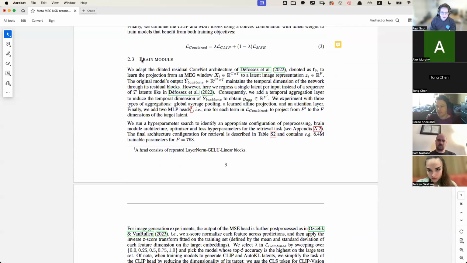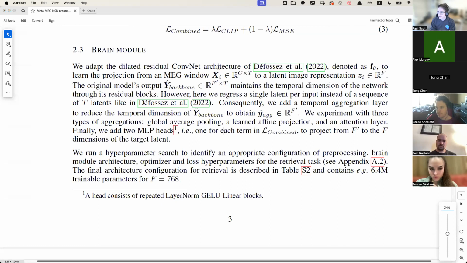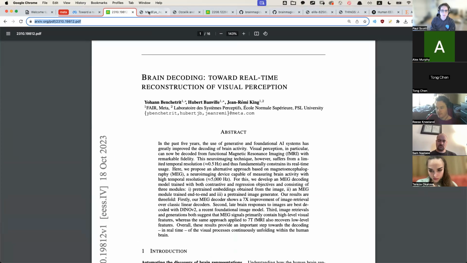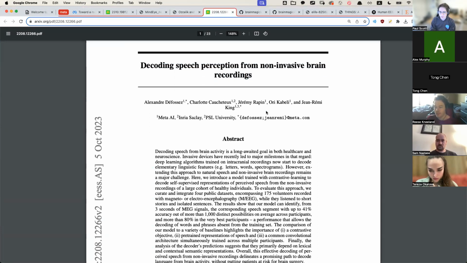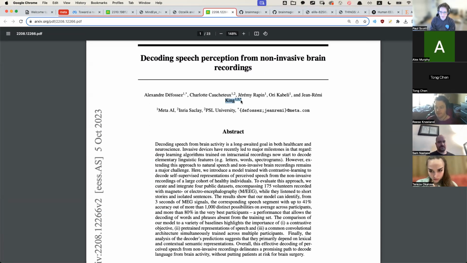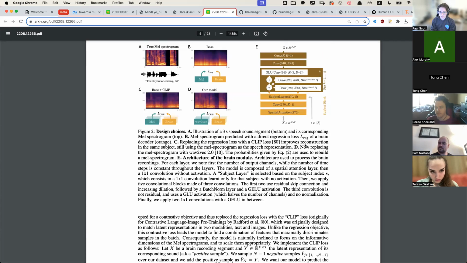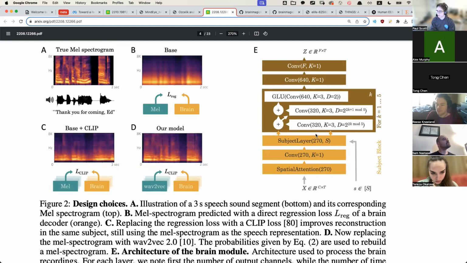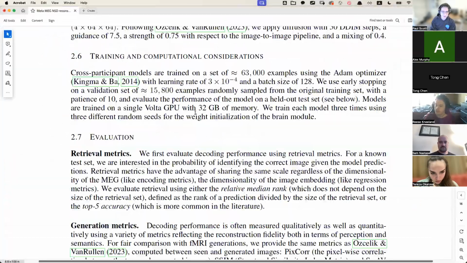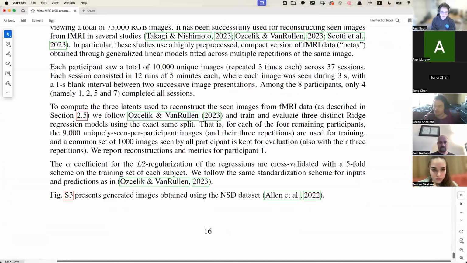Yeah, so this brain module, they talk about all the steps here. They're actually adopting the exact same approach as their previous paper from 2022, which was doing decoding of speech perception. So there's a separate paper that they previously released, or at least Jean-Rémi King's group released. And they have this architecture here for how they approach it, and they adopt a very similar approach for this paper. So essentially, and I think there's also a better table I can show in the appendix for this.